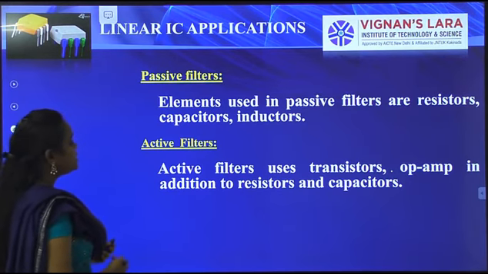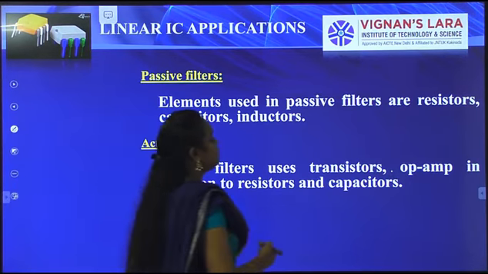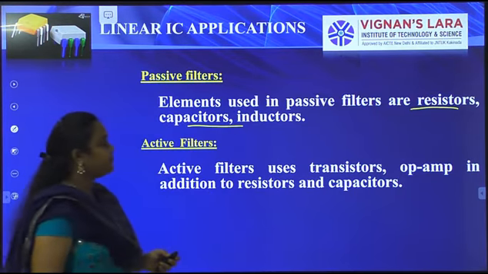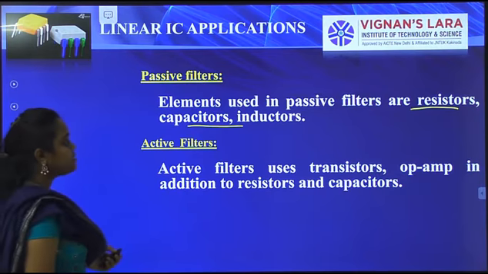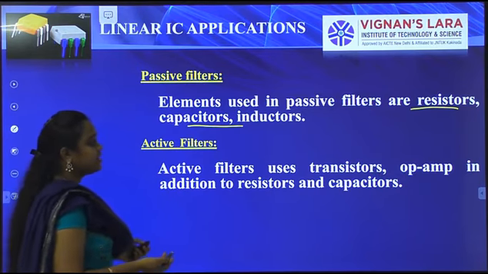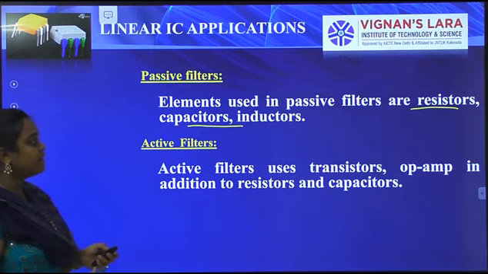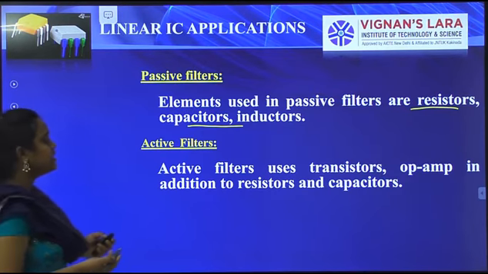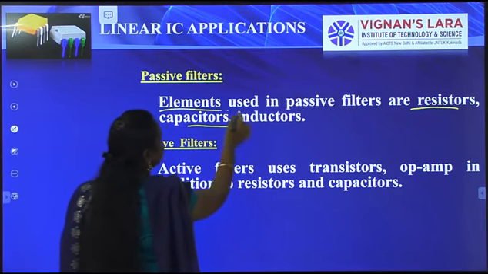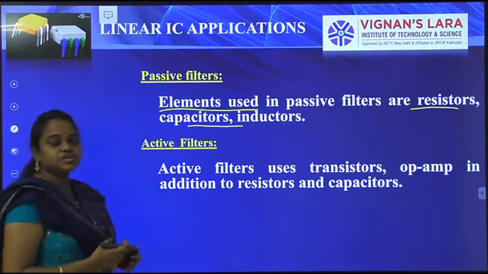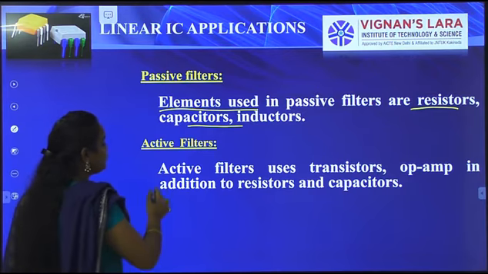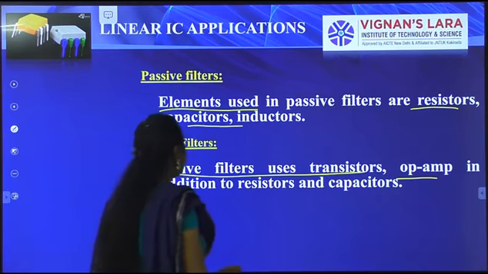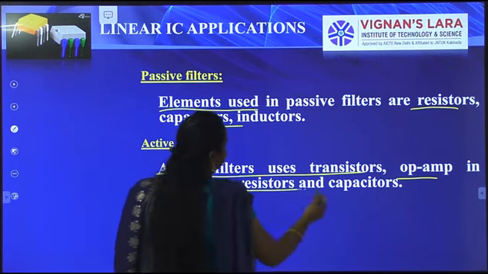Here, the elements used in passive filters are resistors, capacitors, and inductors. We already know about the passive components: resistors, capacitors and inductors. Whereas for the active filters, we are using transistors and op-amps in addition to resistors and capacitors.